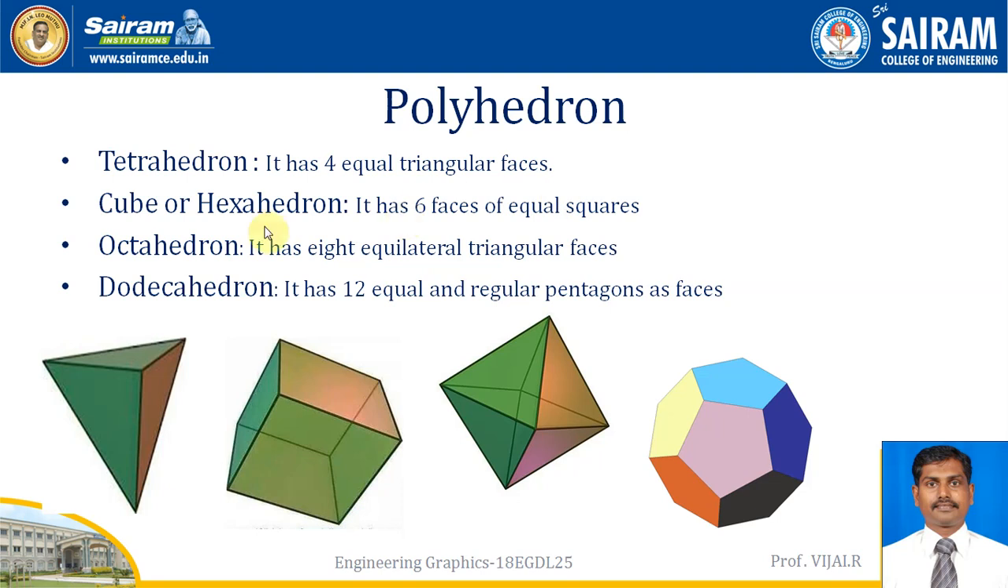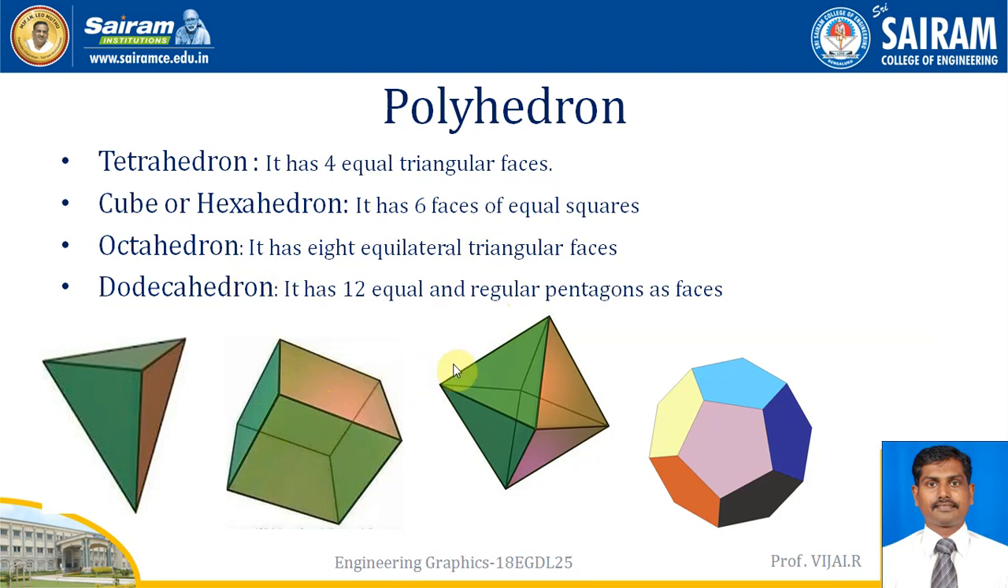Among polyhedra, a very important one is the tetrahedron, which consists of four equal triangular faces, one being the backside face. Normally we have seen pyramids like this, with four equal triangular faces. This gives the name tetrahedron. Then there are six faces, which we know already: a cube. A cube has six faces of equal squares.